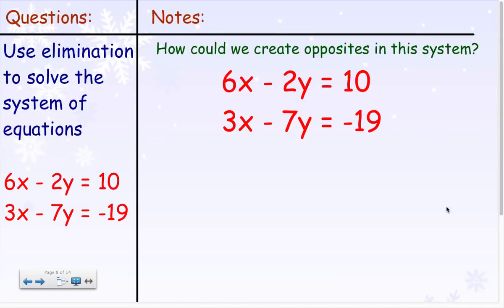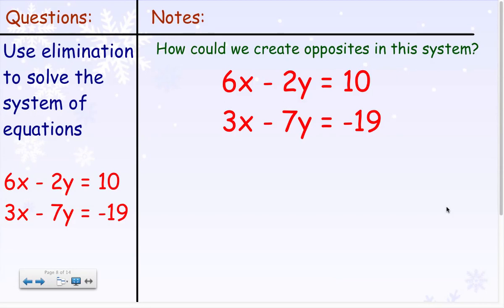For Elimination Day 2. There is no essential question for this lesson. Alright, our first example, we're going to use elimination to solve the system of equations. So we need to ask ourselves, how could we create opposites in this system?